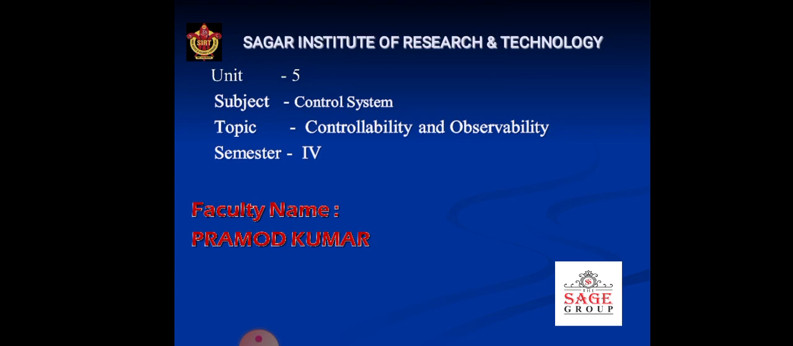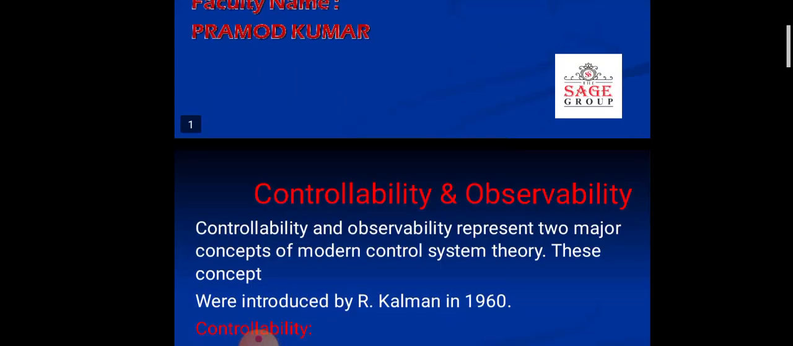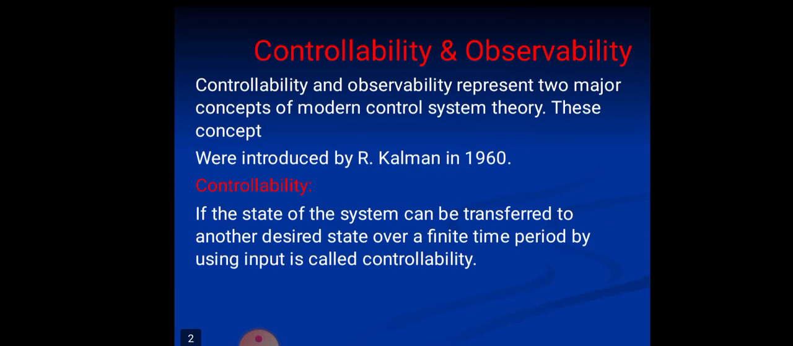Today I am going to present controllability and observability. Controllability and observability represent two major concepts of modern control system theory. These concepts were introduced by R. Kalman in 1960.